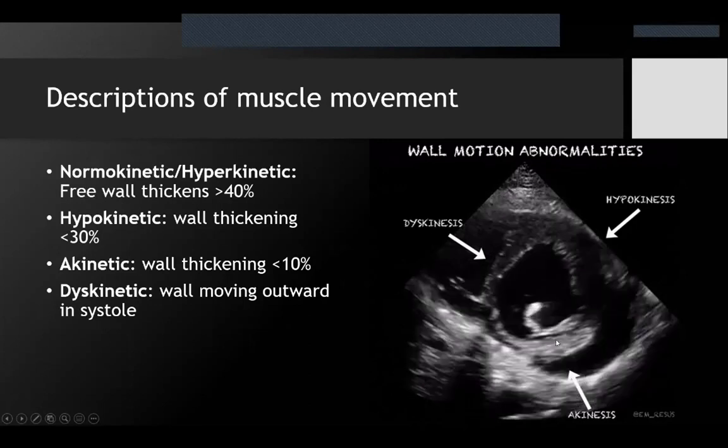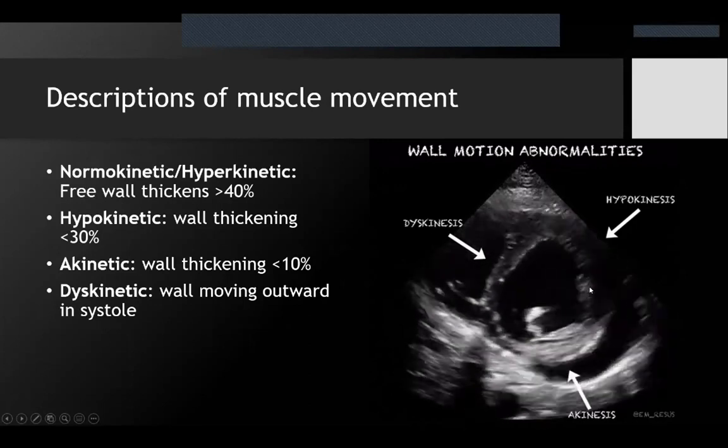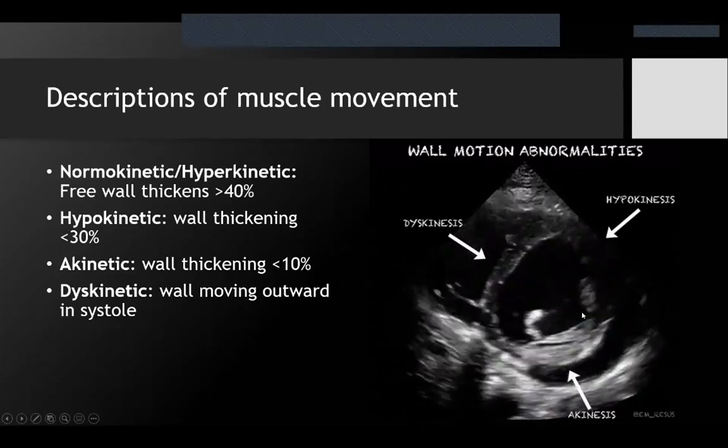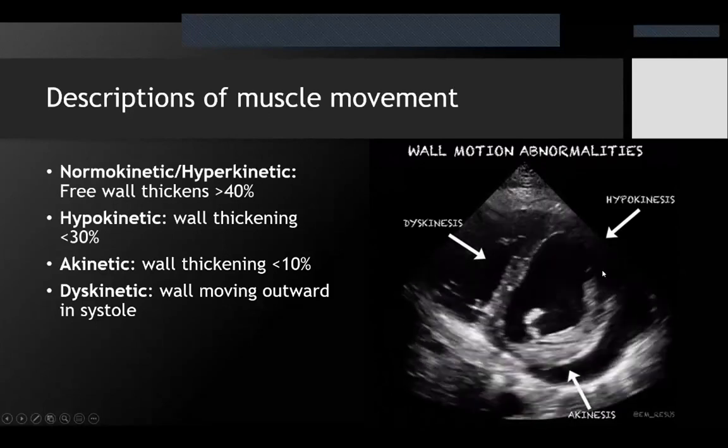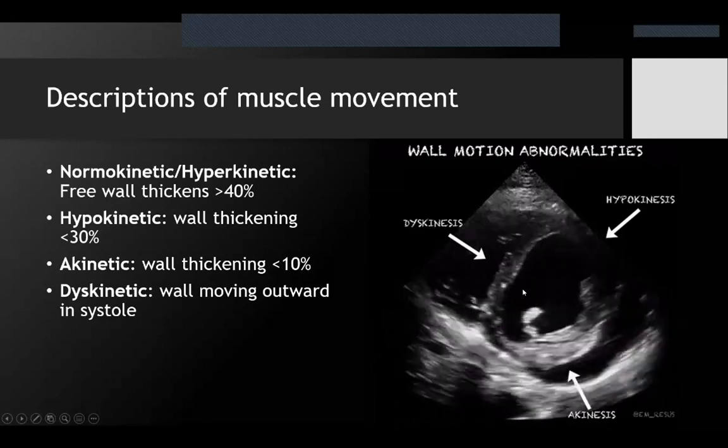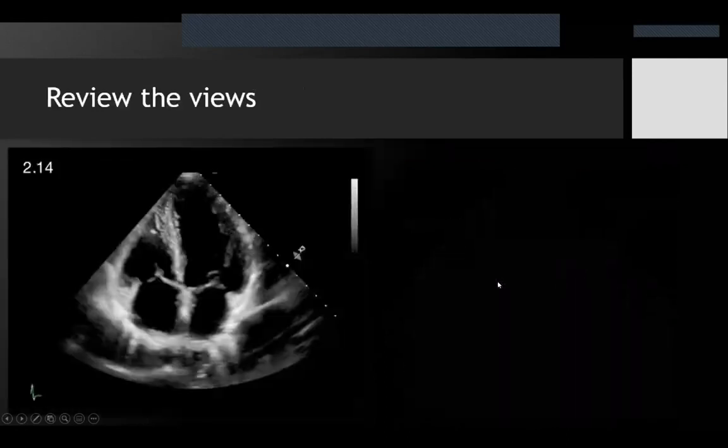And as you train your eye, you can start to recognize that there are different segments and that this could be divided into six segments. Different segments can be doing different things even in the same view. You can have an akinetic, a hypokinetic, or a normal segment, and a dyskinetic segment as well.